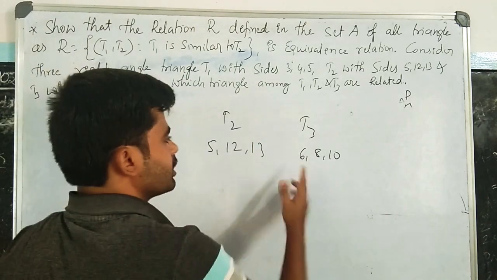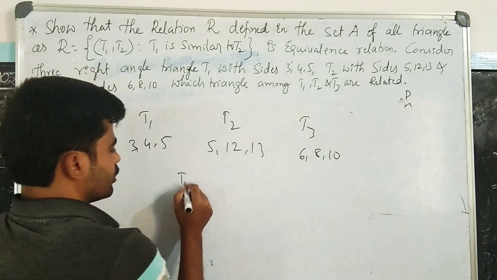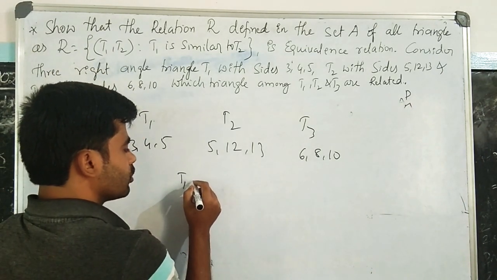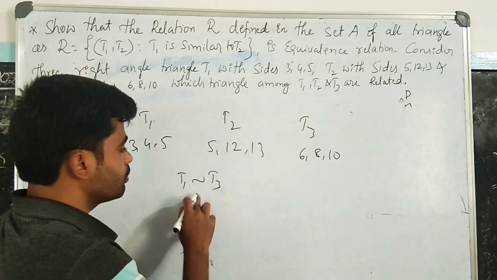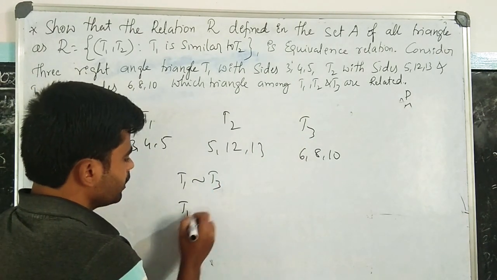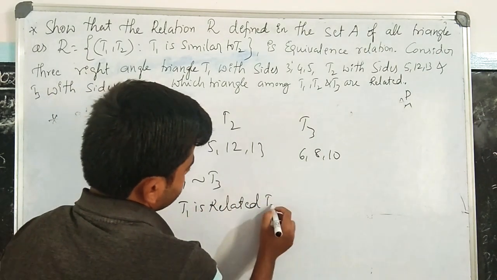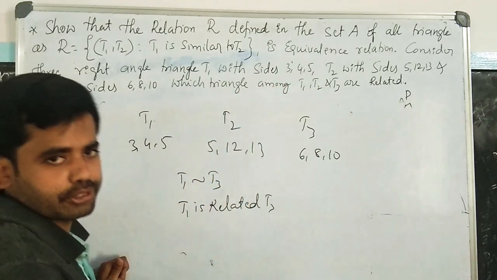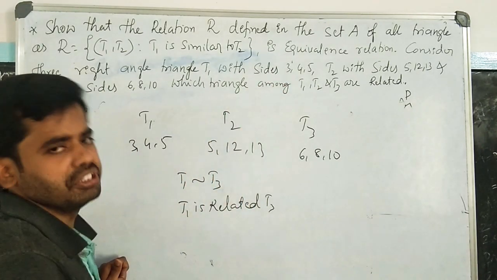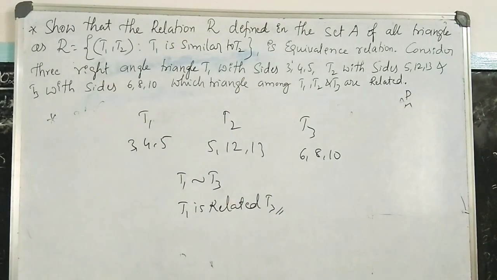Then corresponding sides are in proportion. Then what can we say? T1 is similar to T3. Nothing but T1 is related to T3. Which among these three are related? T1 and T3 are related to each other. Hence the second part. Now let me go for one more example.